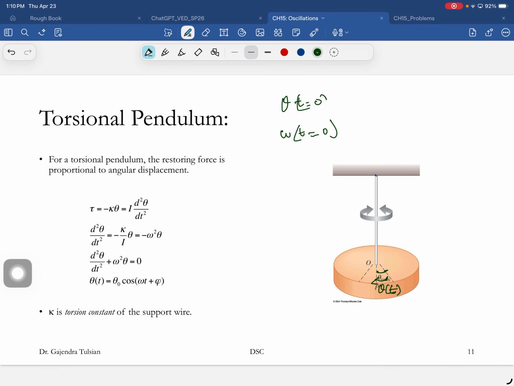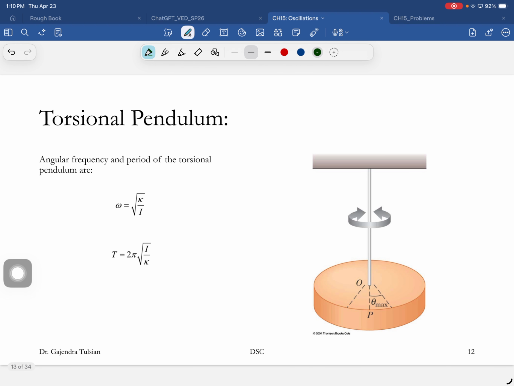Again, omega is that. The period is independent of the amplitude. I is the moment of inertia, so for rotational motion, mass got replaced by moment of inertia, and this is the torsion constant. Again, the period is independent of the amplitude, so you could use a torsional pendulum for a clock.